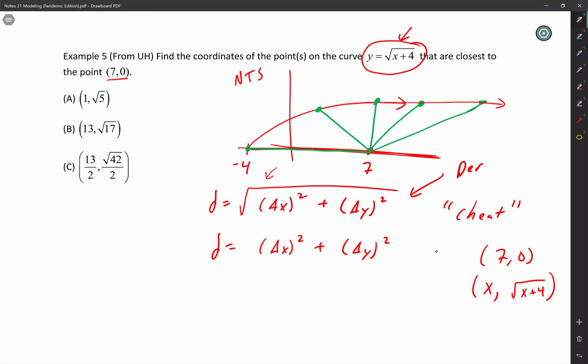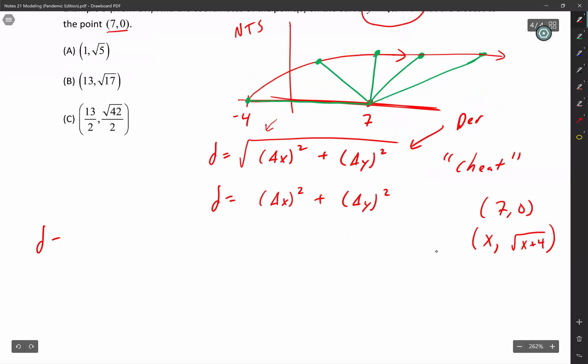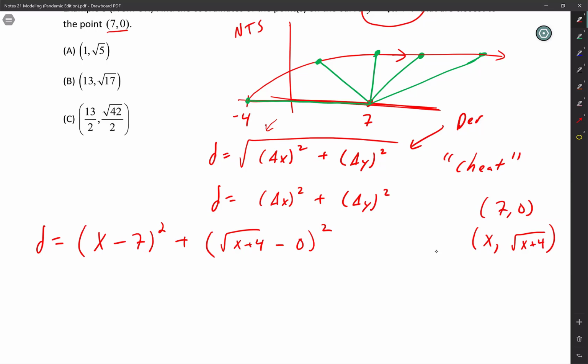Are we okay so far? So here we go. I'm writing the expression that I want to minimize, the change in x. So I know that one point is (7, 0). So I'm going to write, let's see, x minus 7 squared plus square root of x plus 4 minus 0 squared. And yes, I realize that the distance formula is the square root of that, but it's going to be the same thing. We just took out the square root so we can minimize this. Like if we can minimize the argument, you find the minimal. We still okay? All right.